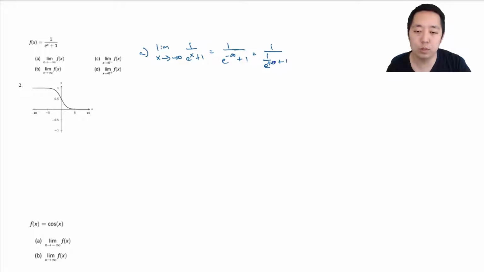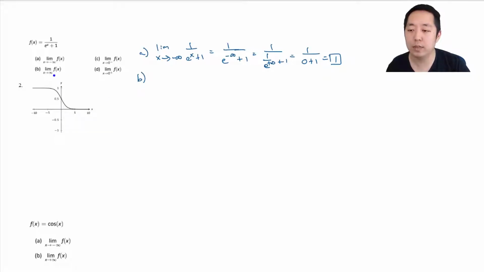Because of one of my rules for exponents, I can put it in the denominator, and I know e to a really big number is a really big number. And 1 over a really big number is 0. So this becomes 1 over 0 plus 1, and that's equal to 1. Now graphically, as I approach negative infinity, see this graph? See the y value approaches 1.